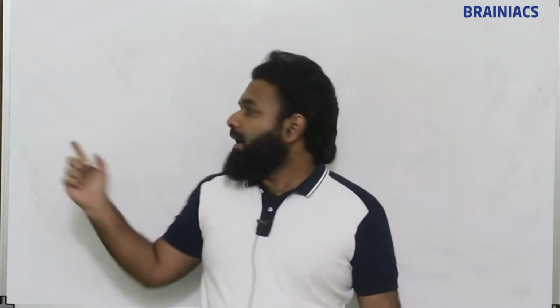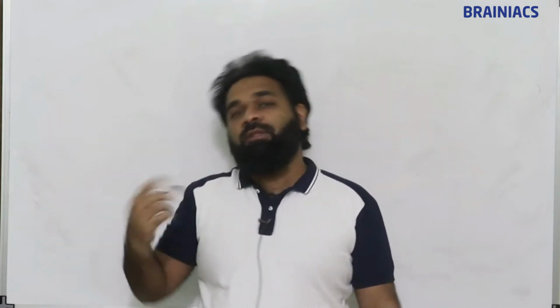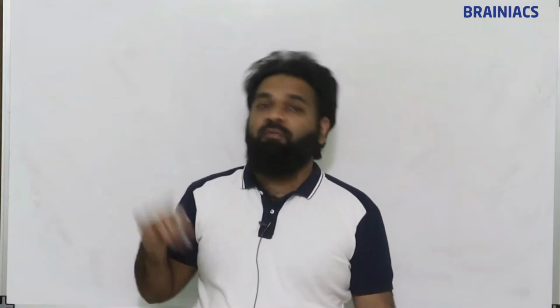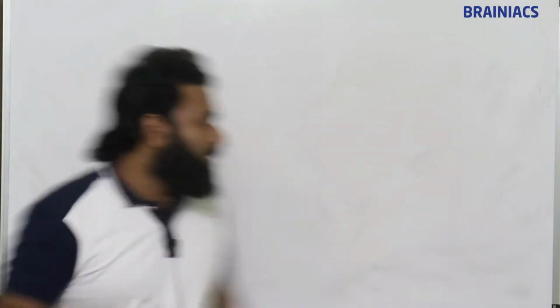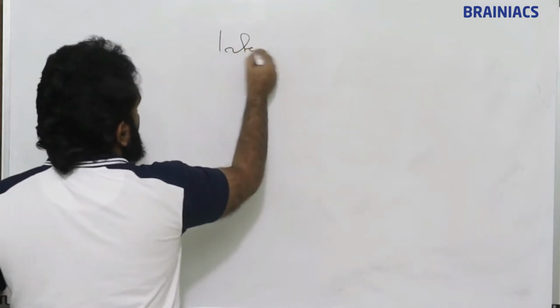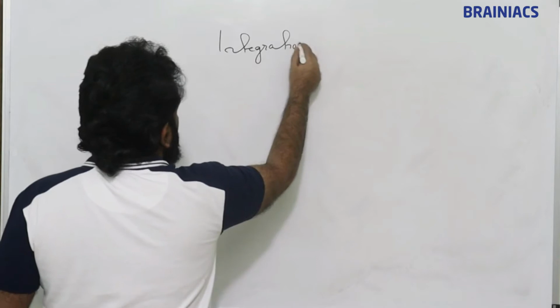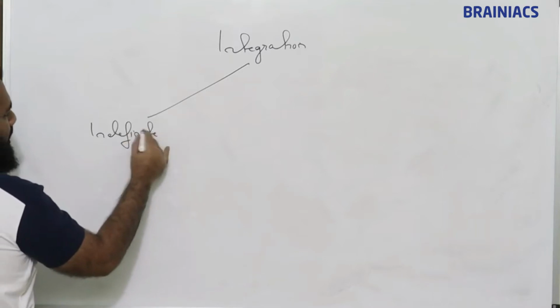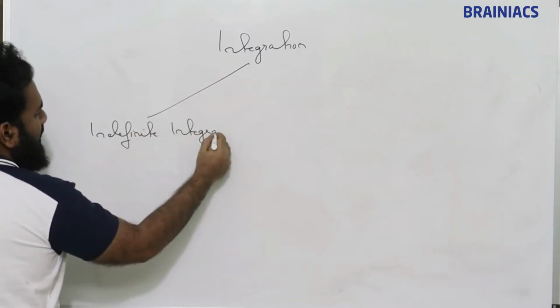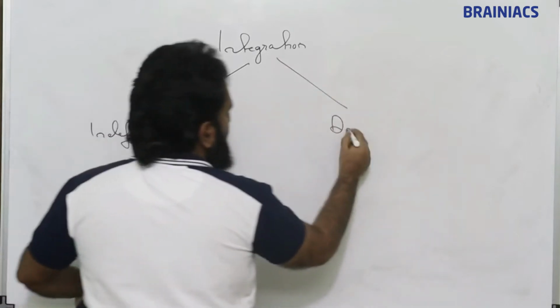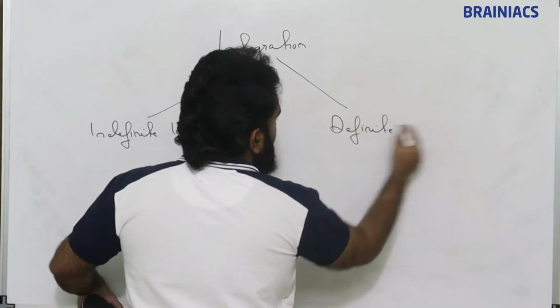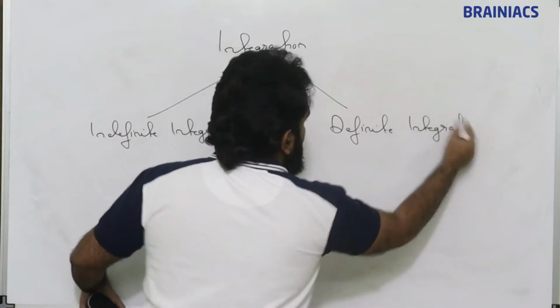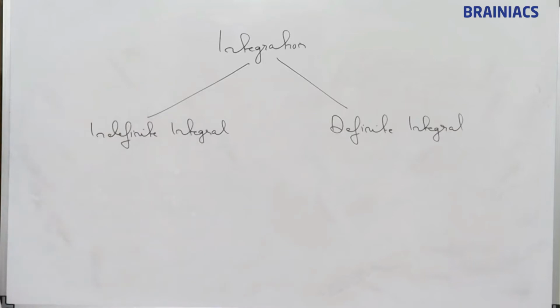I was just giving an introduction. Now we will get into its details. Integration is divided into two types. I have given you limits also, so with the limits there is one form, and without putting the limit there is another form. Indefinite integral is one type, and the other is definite integral.